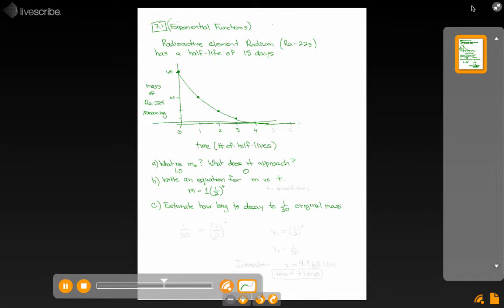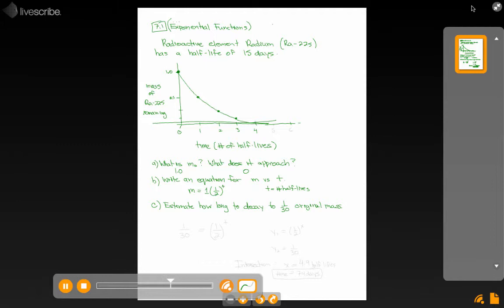After 1 half-life, you have a mass of a half. After 2, you have a quarter. After 3, you have an eighth, etc. So as long as you let t be the number of half-lives, this equation isn't actually that hard to write. The base is just a half because we were given it as a half-life. That's what we're multiplying by each time.